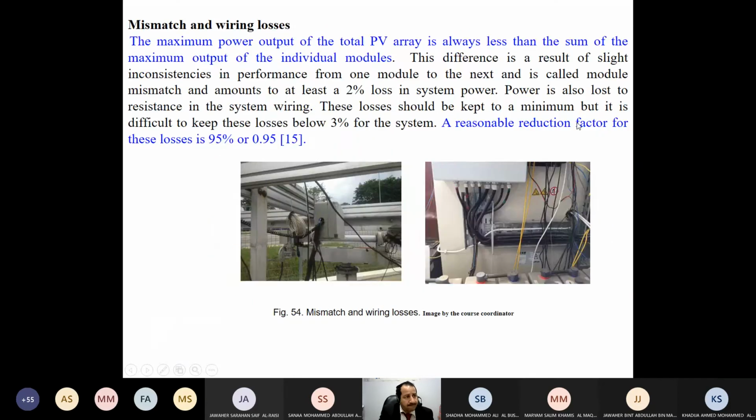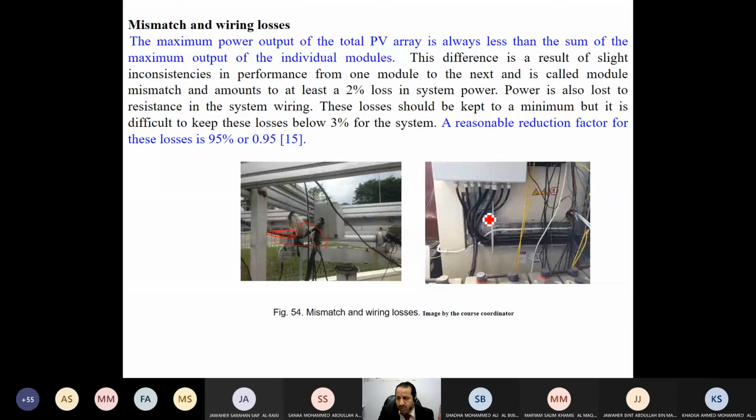Anyway, another loss, as I mentioned, is mismatch because of the wires, as you can see here. Sometimes we put them inside insulation to make sure they are not affected over time by the environment. And the design of these cables, selecting cables from the market, needs to follow a formula and equation to make sure that we are selecting the optimum size.